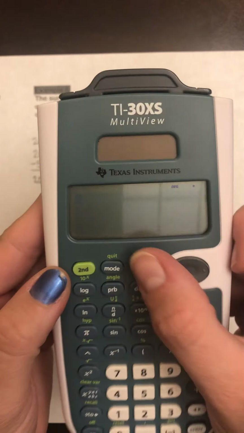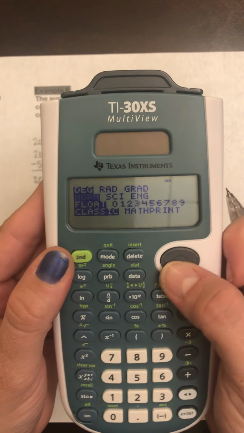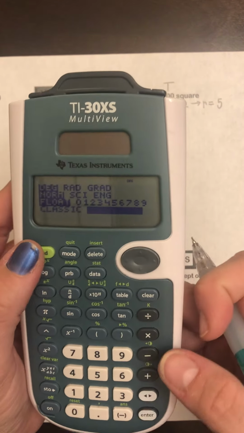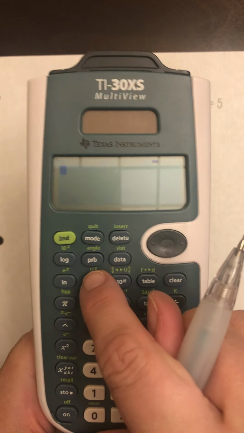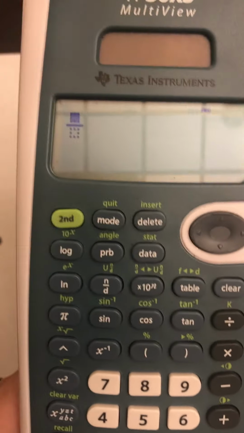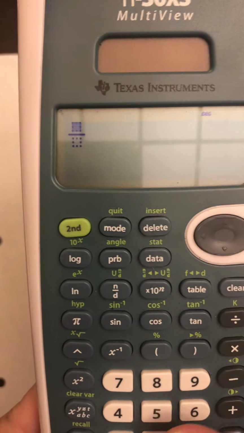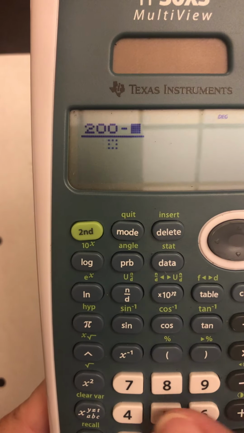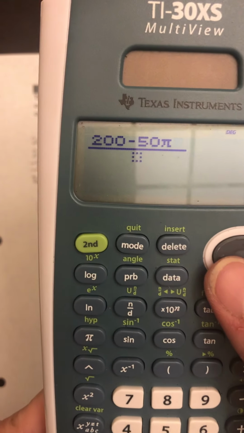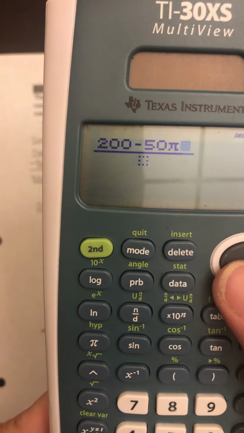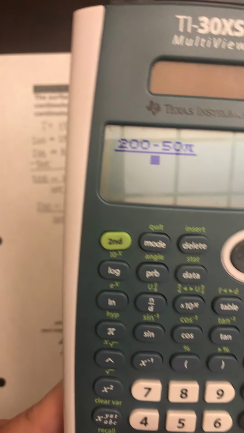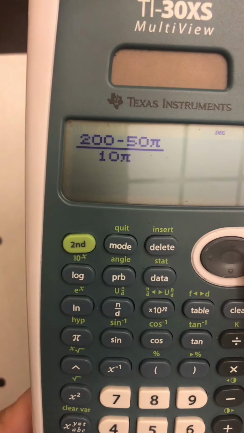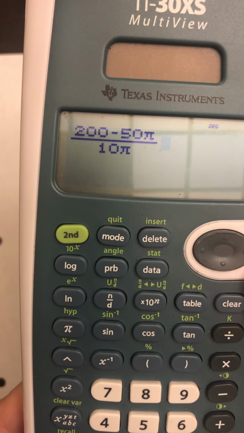If you have a calculator like this, and you can do Math Print, man, I love Math Print. Let me show you how that would look. Why would I choose to use Math Print? Well, because I can use that fraction button. Y'all see it? I've got a fraction. So in the numerator of my fraction, I've got 200 minus 50 pi. So I'm just typing it in just like I see it on my paper. And in the denominator, we have 10 pi. So if you have Math Print, it's pretty awesome.